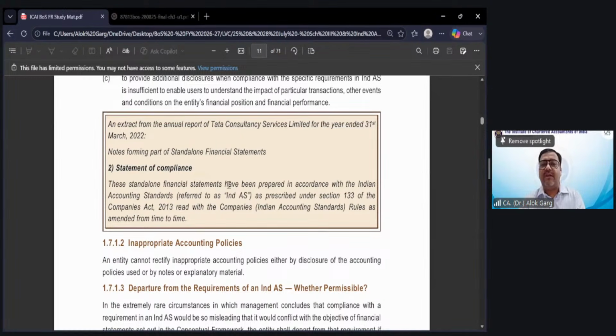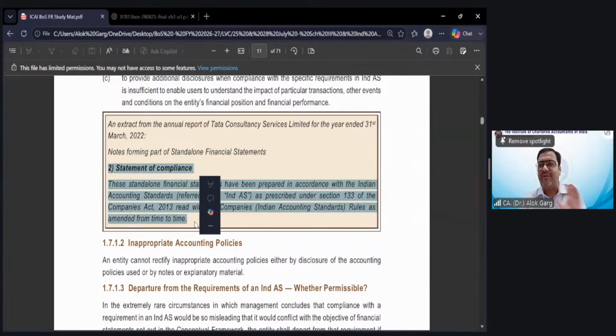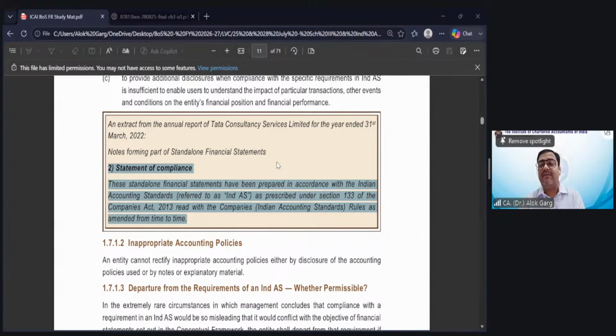These standalone financial statements have been prepared in accordance with Indian accounting standard referred to as Ind AS as prescribed under section 133 of Companies Act 2013, read with the Companies Ind AS rules as amended from time to time. Friends, this section was not required in the earlier accounting standard notes to accounts, but this is a special requirement under Ind AS 1. Para 16 of Ind AS 1 says that the management has to give an explicit and unreserved statement of compliance with all applicable Ind AS in the notes to accounts.